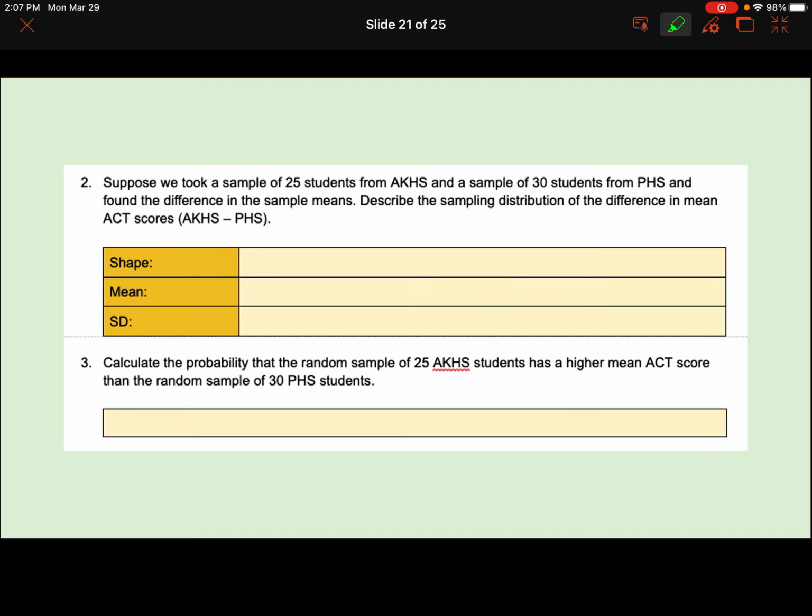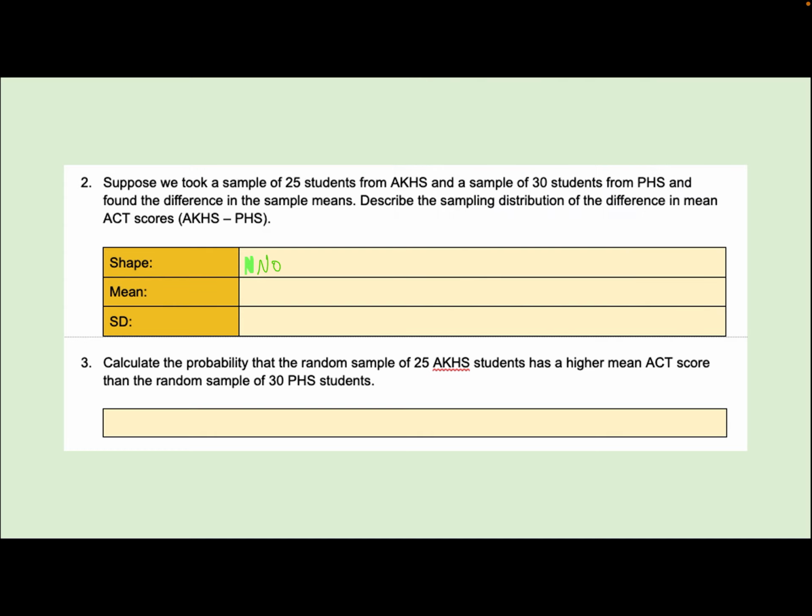All right, so our shape is going to be normal, because both sampling distributions are approximately normal. To find the mean, I'm going to do 26 minus 25 to get 1. Simple as that. So I'm just subtracting my two population means.